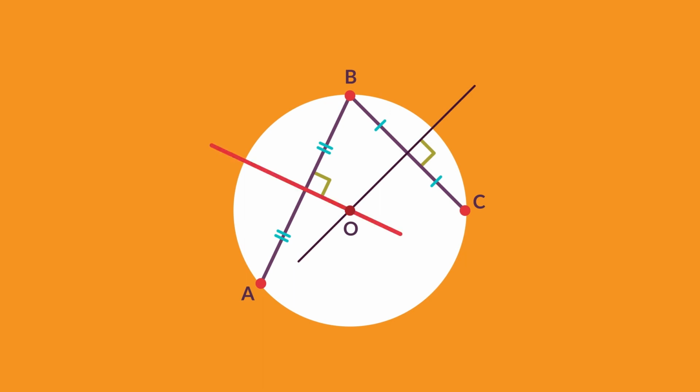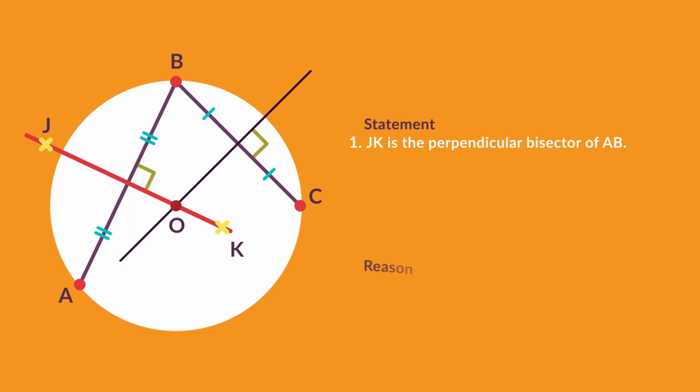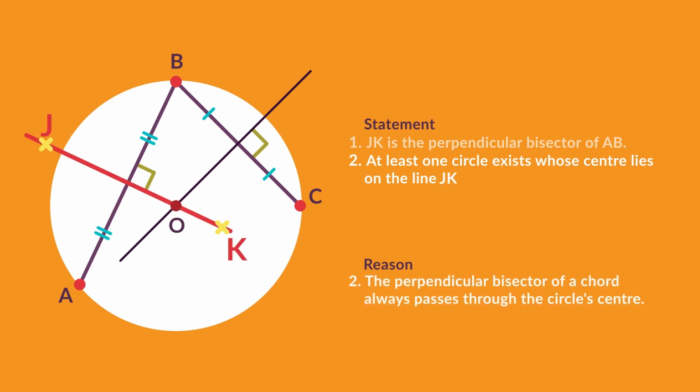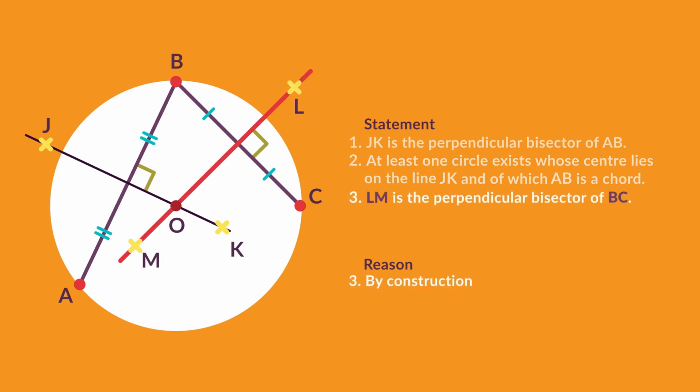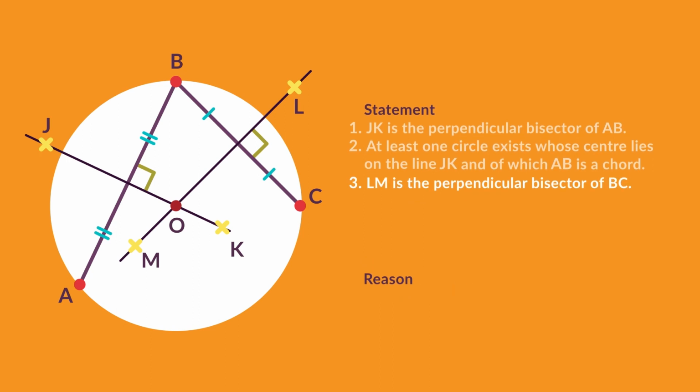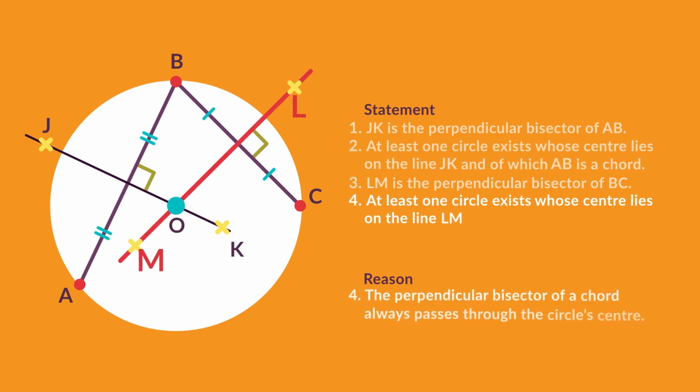Let's start by calling the perpendicular bisector of chord AB JK and write this down as our first statement and reason. So, we know a circle exists with its center somewhere on JK because we know that the perpendicular bisector of a chord, AB in this case, always passes through the circle's center. We also constructed the perpendicular bisector of BC, which we'll call LM. And for the same reason just given, we also know a circle exists which has its center somewhere on line LM, the perpendicular bisector of chord BC.